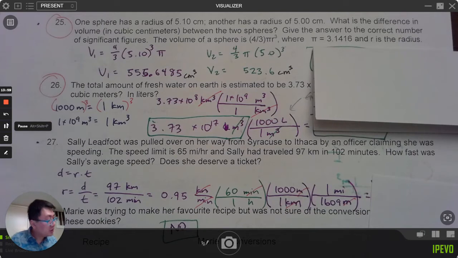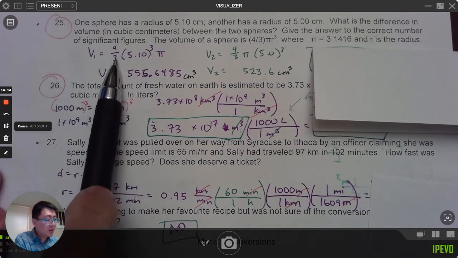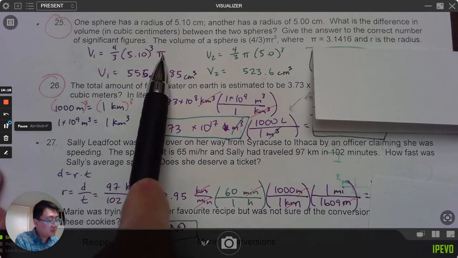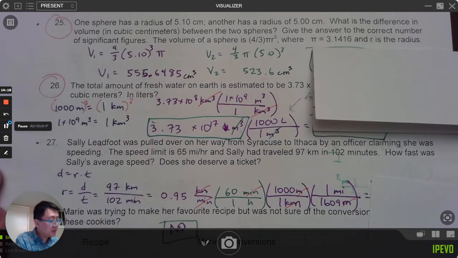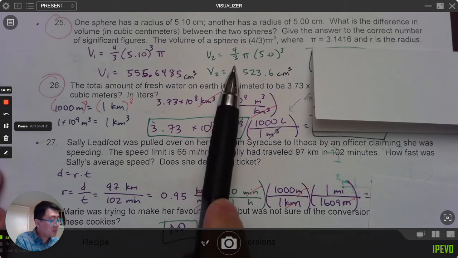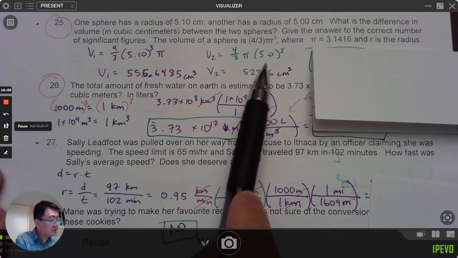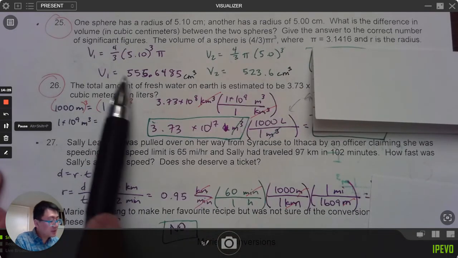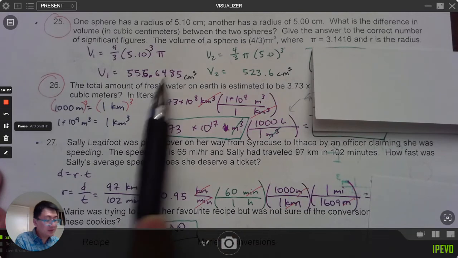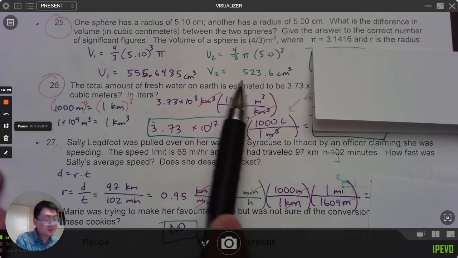Just as a reminder, the volume of a sphere is 4/3 pi r cubed, that you learned in geometry. And pi in this question we'll use as 3.1416. R is the radius. So the volume of one sphere is 4/3 pi times 5.1 cubed. The other sphere is 4/3 pi times 5.0 cubed. This is what I got in my calculator for the first sphere, and this is what I got for my second sphere.